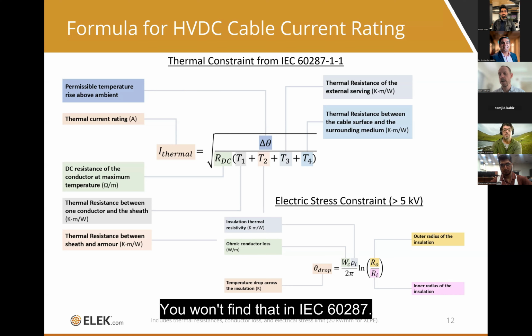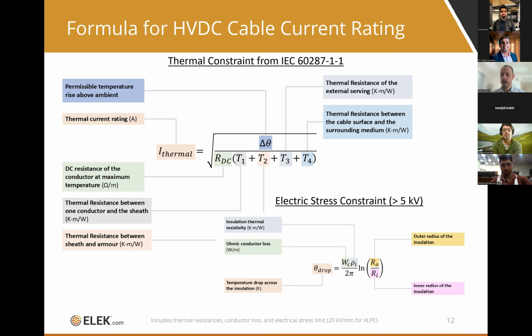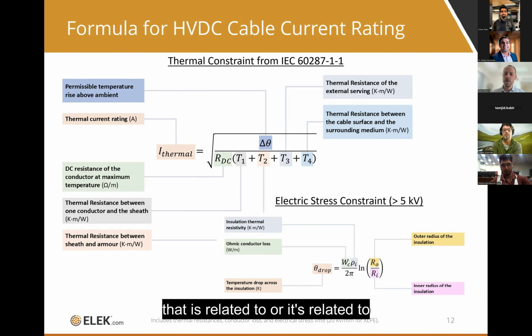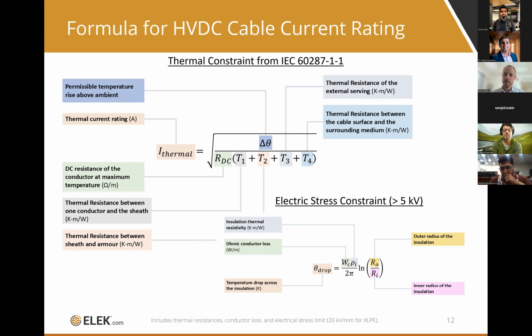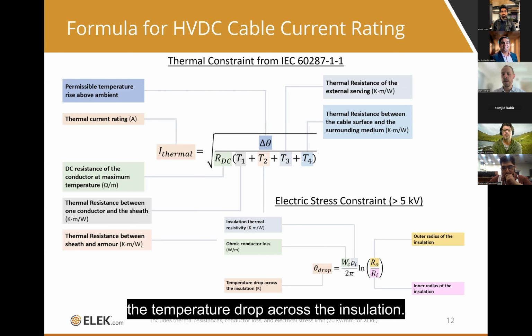You won't find that in IEC 60287. That is related to electrical losses. So WC, so electrical stress is dependent on the electrical losses in the conductor or the current loading of the conductor. It also depends on the dimensions of the insulation, the inner and the outer radius or the thickness of the insulation. And it's interrelated to the temperature drop across the insulation.